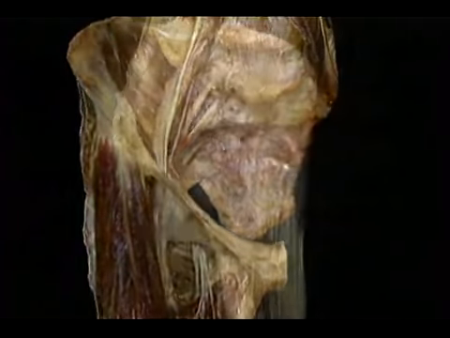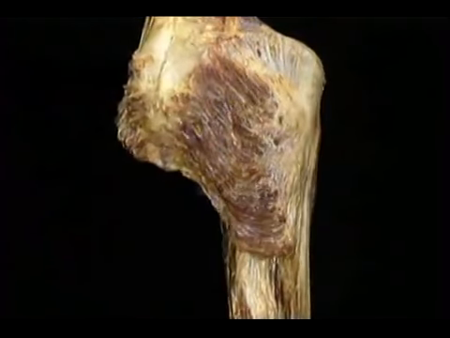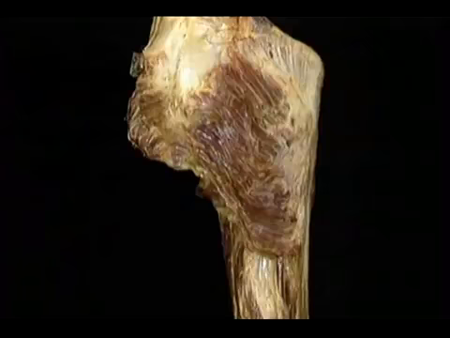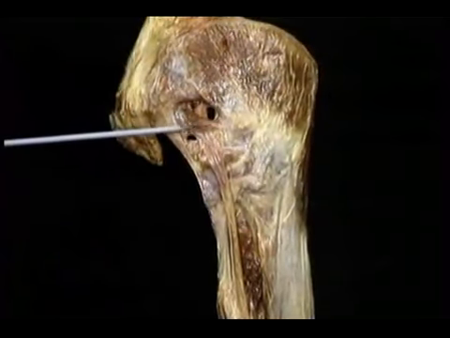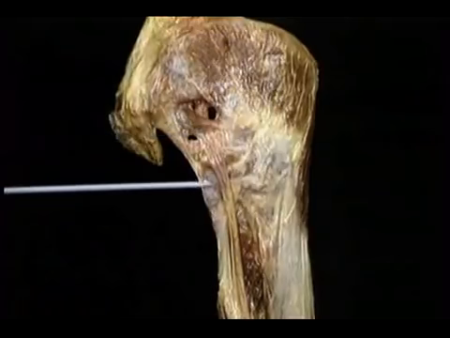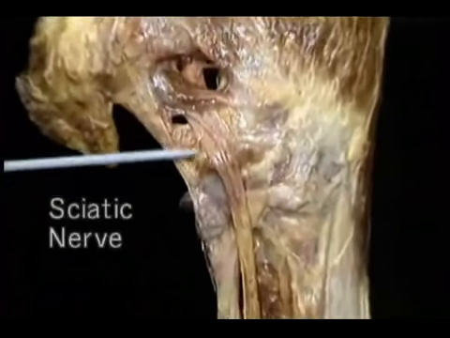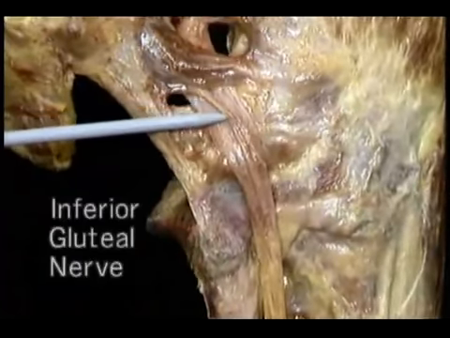To see where they come out, we'll go round to the back and remove gluteus maximus. Here the vessels have been removed to simplify the picture. Here's piriformis. Here's the sciatic nerve. Here's the inferior gluteal nerve.